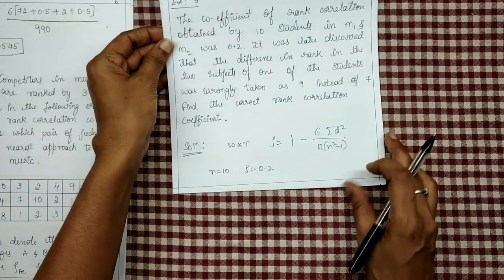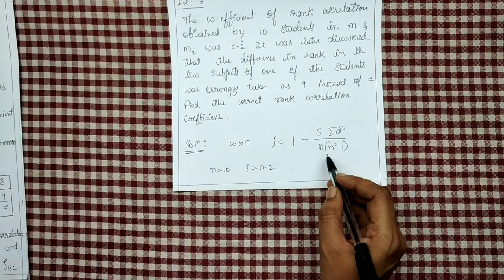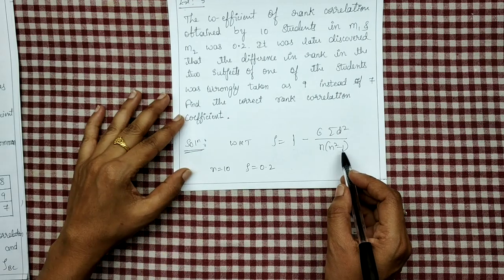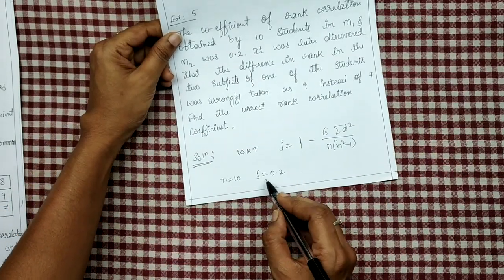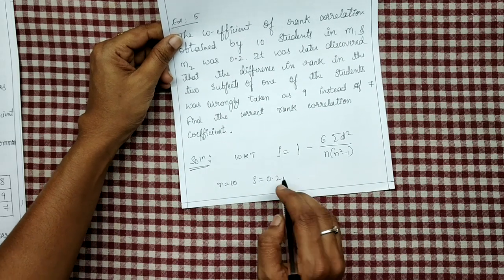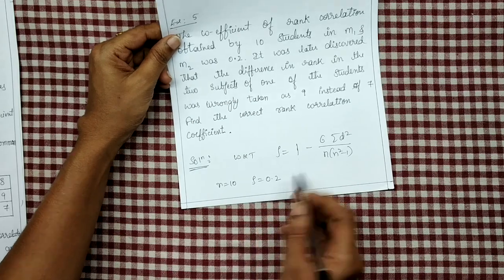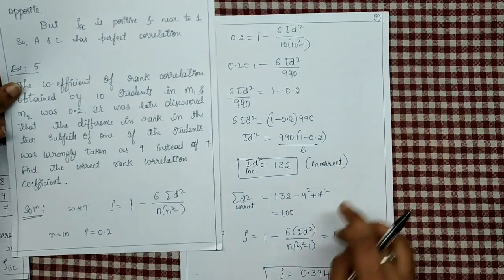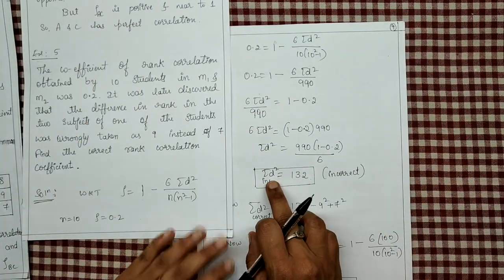So to find the correct rank correlation, we have the rank correlation coefficient formula, that is rho is equal to 1 minus 6 sigma d squared divided by n into n square minus 1. Here the sample is 10 students, so n is equal to 10. Earlier there was an error with the difference in ranks, and at that time they found the correlation coefficient to be 0.2. Now we have to find the correct correlation coefficient. To do so, let us first find what the difference was.